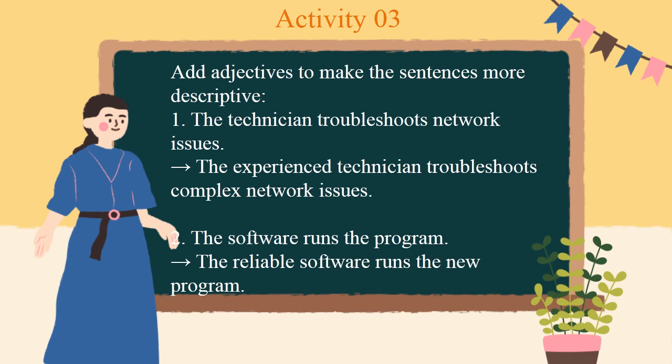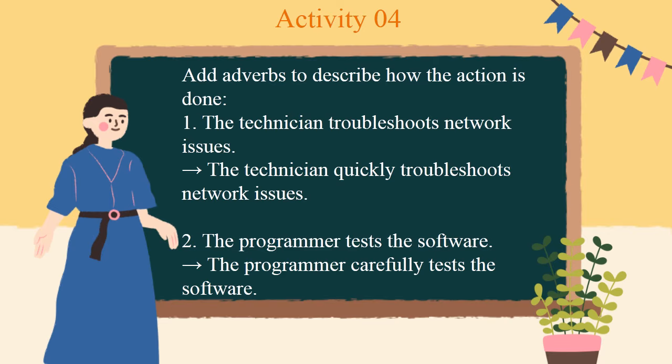In activity 3, here you have to add an adjective to a noun. And in activity 4, you have to use an adverb to describe how the action is done. I have told you in the previous lesson that an adverb can take place either before or after the verb. Both are correct. However, the adjective takes place only before the noun it describes.